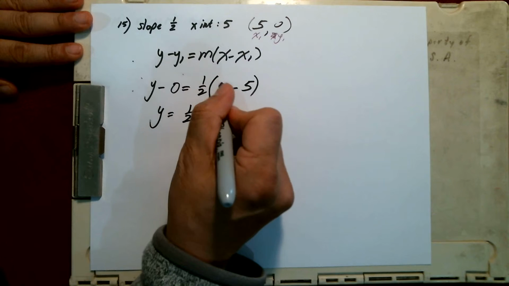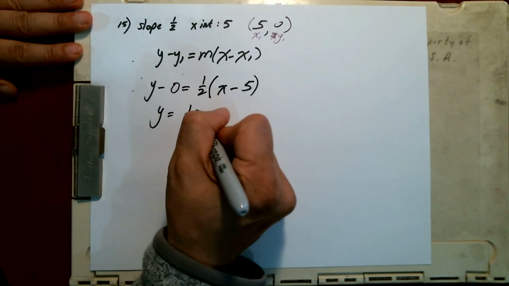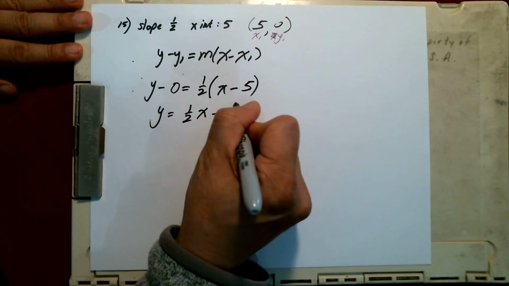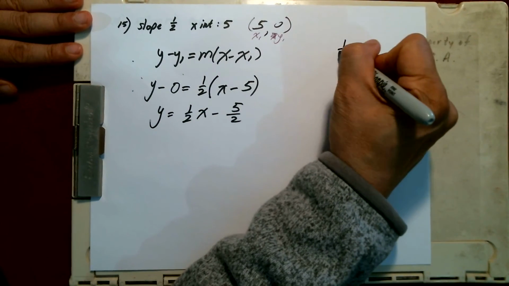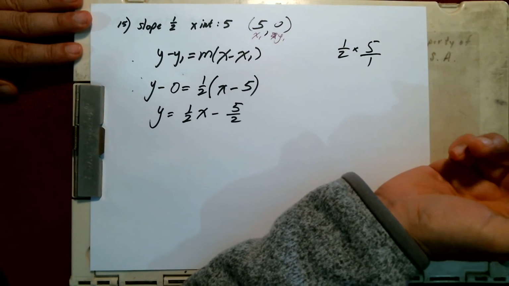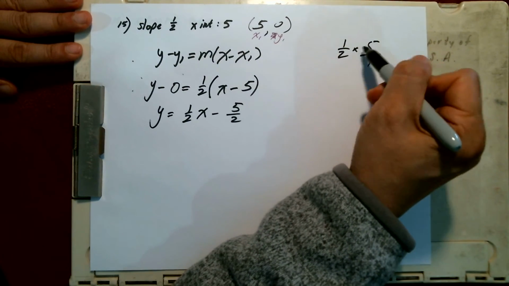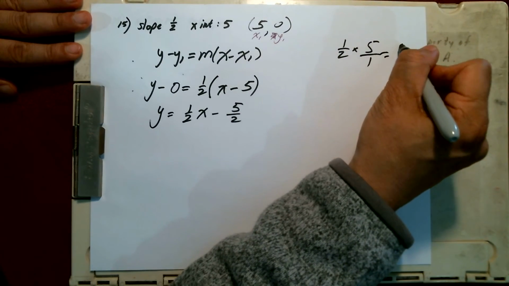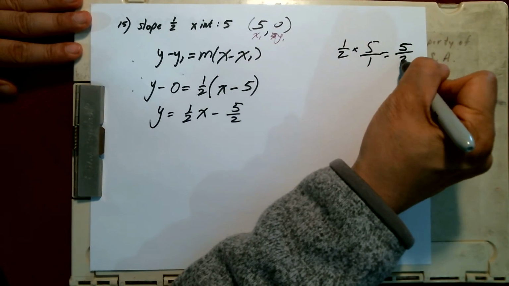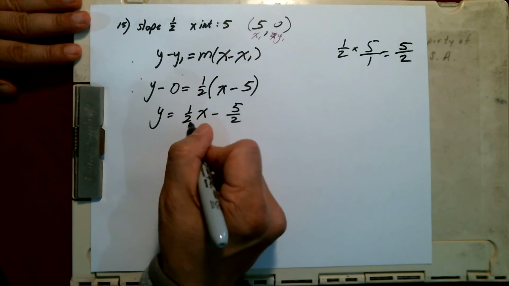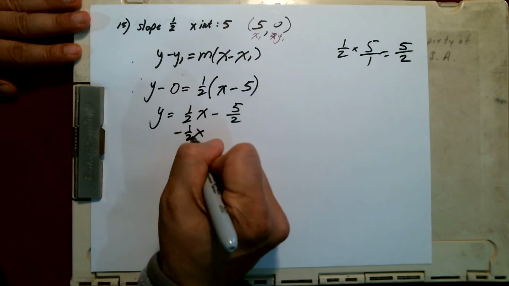1/2. I'm going to distribute the x. 1/2 x. What's 1/2 times 5? Minus 5 halves. If you're not sure about that, 1/2 times 5, keep it over 1 so that way you know it's a fraction. There's nothing to cross out. So you multiply straight across. 1 times 5, 5. 2 times 1 is 2. 5 halves. Okay. We're going to subtract 1/2 x from both sides.